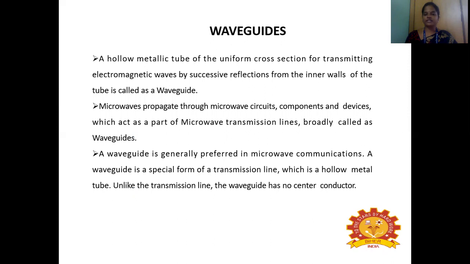A waveguide is generally preferred in microwave communication. It is a special form of transmission line. It is a hollow metallic tube. A normal transmission line, for example a coaxial line, has a center conductor, but a waveguide has no center conductor. The wave propagates in a hollow metallic tube.